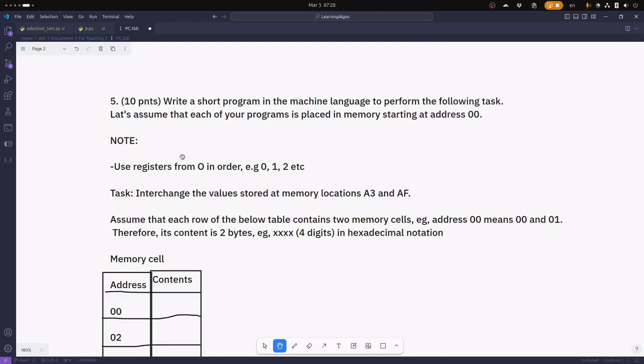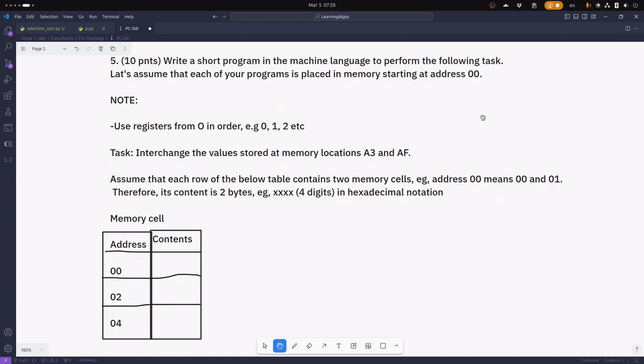In this video we will solve this problem. Here you can see we have to place our program in memory starting at address 00. So that means our program counter will start with 00 in that case. And this is the note.